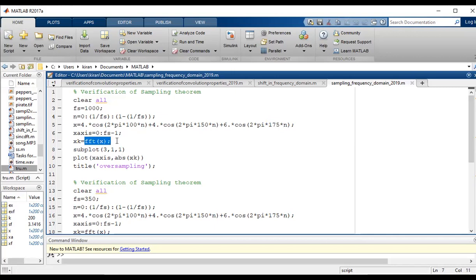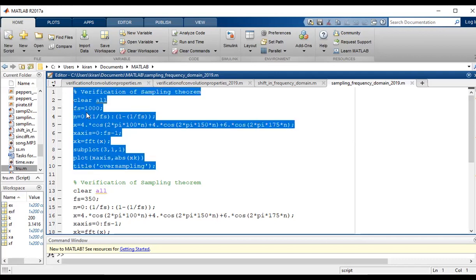Of course, when I take the fast Fourier transform, I will use the ready function FFT. It's going to give me the magnitude and the phase angle. I am only interested in the magnitude, which is why I'm taking the absolute value of the fast Fourier transform. Let me run this first segment here and let me show you how the graph is going to be.